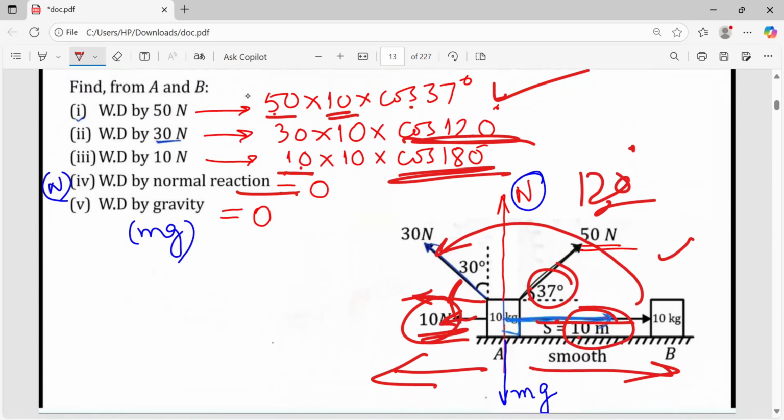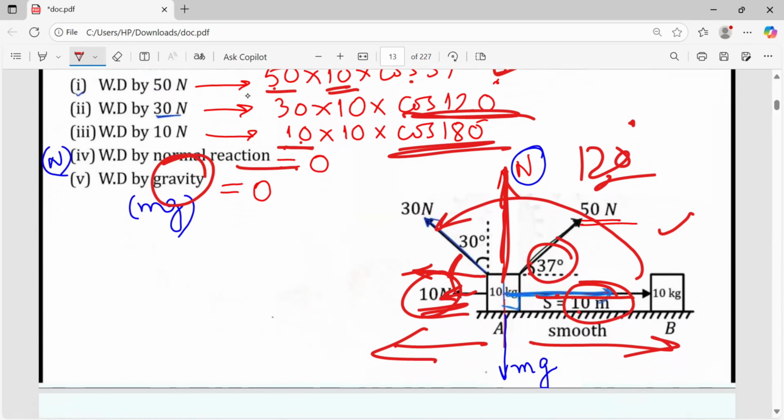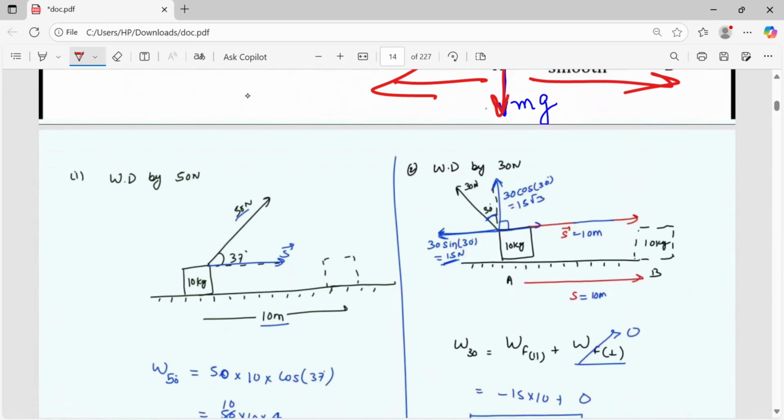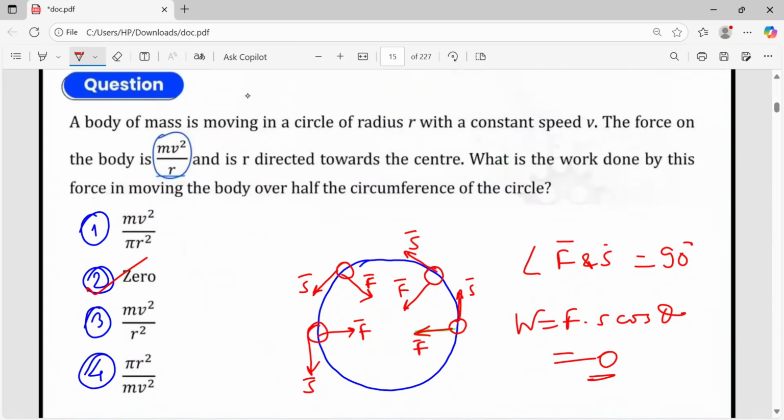Okay, now the work done by normal reaction, the normal reaction is this one which I showed you, which is perpendicular. Or you can say by gravity also. In both the cases the force applied is perpendicular to the displacement, so the work done would come out to be zero in both the cases. So this is the solution.